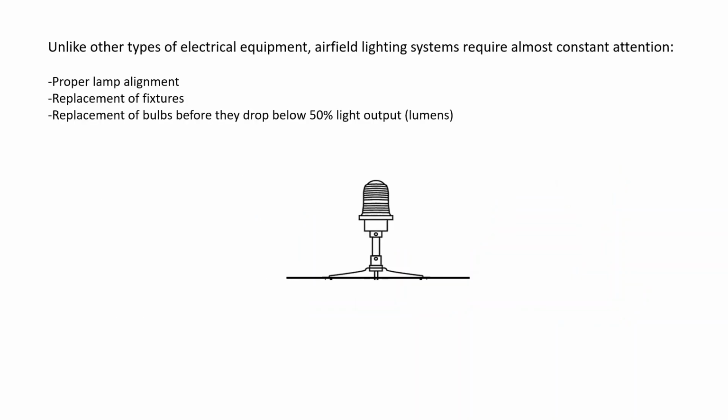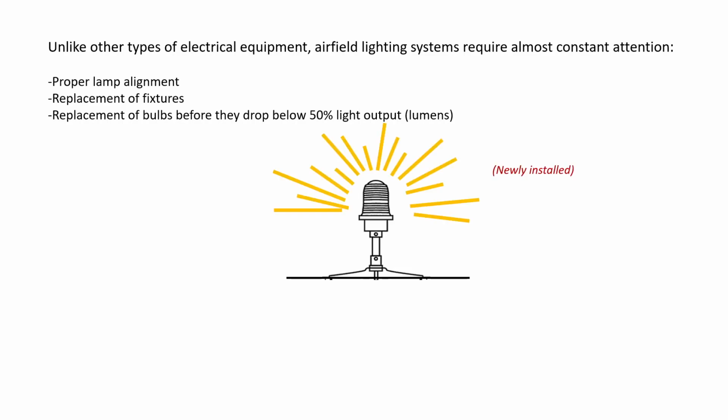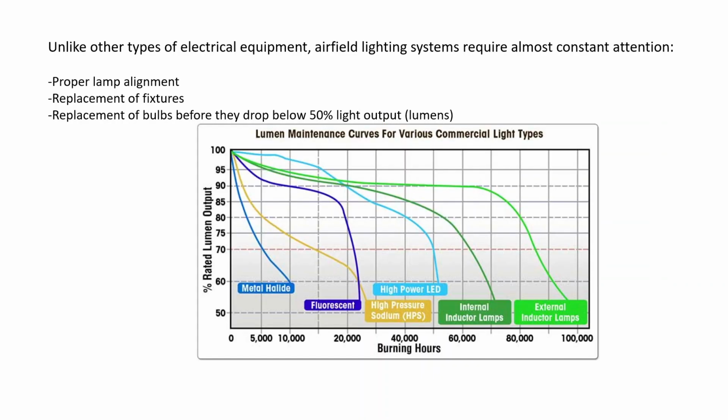Replacement of the bulbs before they drop below 50% light output. When we newly install a light, it's going to have a humongous amount of light output. And as time goes on, that light is going to decrease. And so we can see here lumen maintenance curves for all sorts of different types of lights. Usually 50% lumen output is the threshold rating, as in we don't go any lower than that. We replace them once they are half as bright as they were when they were first installed.